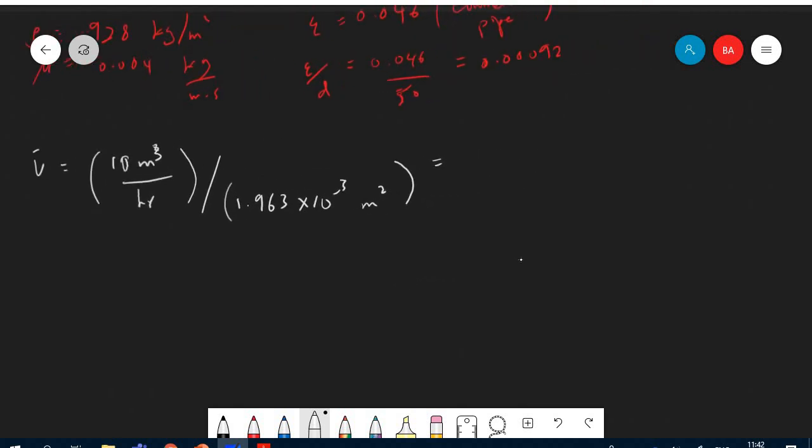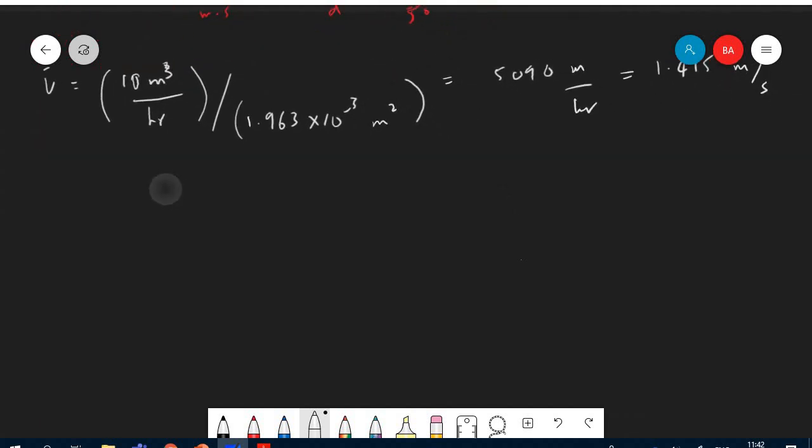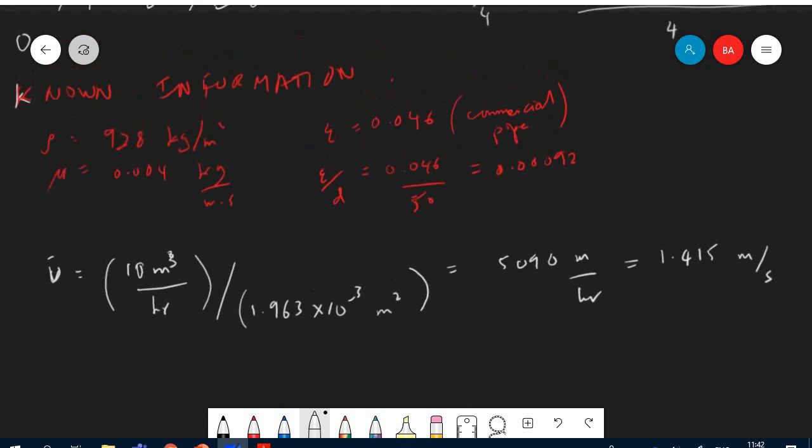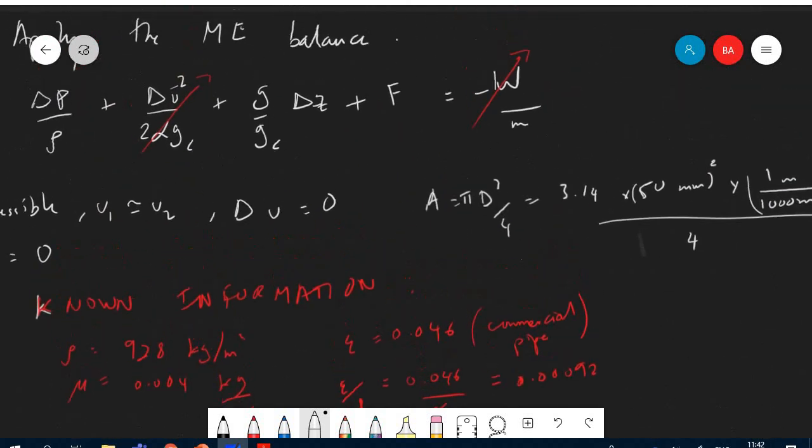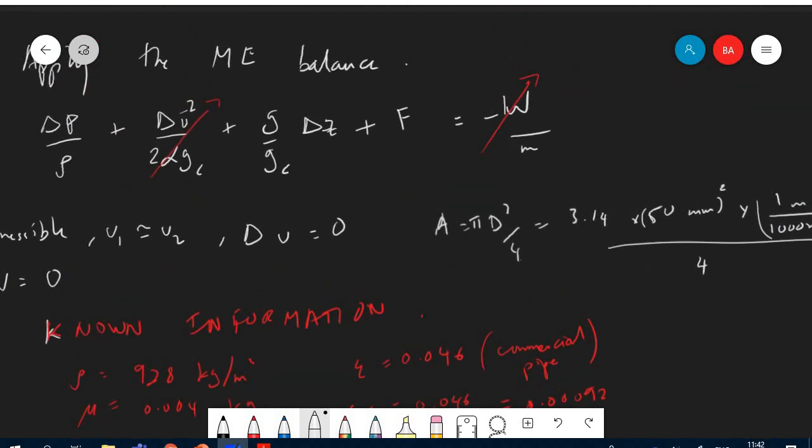This is meter cube, right? So what will be my answer? My answer will be 5090 meters per hour, which is odd. So I'll just change that into seconds. So that will be 1.415 meters per second. Great. So what did I get? I got U here.